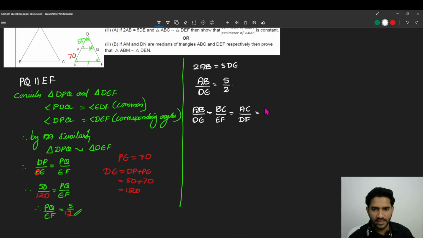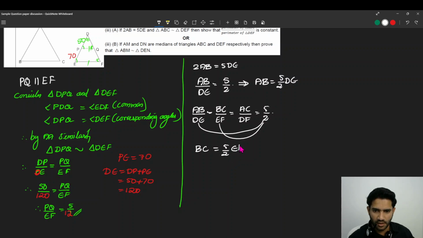We know that AB by DE is equal to 5 by 2. So taking the first two, we get AB equal to 5 by 2 DE. Considering the next two, we get BC equal to 5 by 2 EF. Considering these two, we get AC equal to 5 by 2 DF.